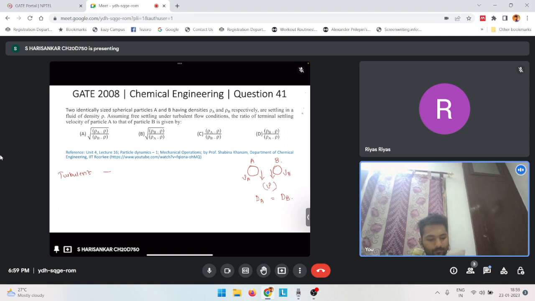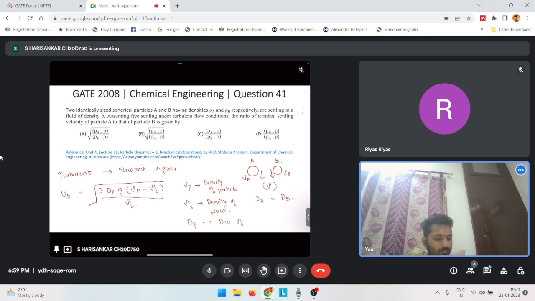or this means it is in Newton's regime. So in Newton's regime, the terminal settling velocity can be written as ut is equal to root of 3 dp into g into (rho p minus rho f) by rho f, where rho p is the density of particle and rho f is the density of fluid, and dp is the diameter of the particle.